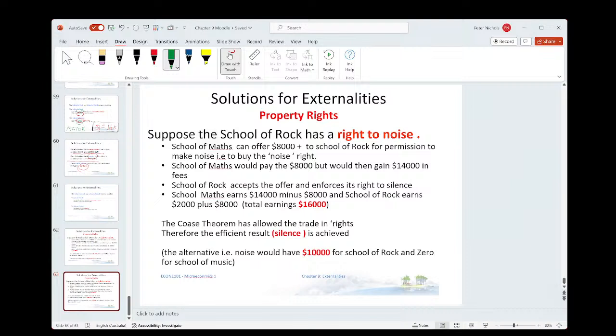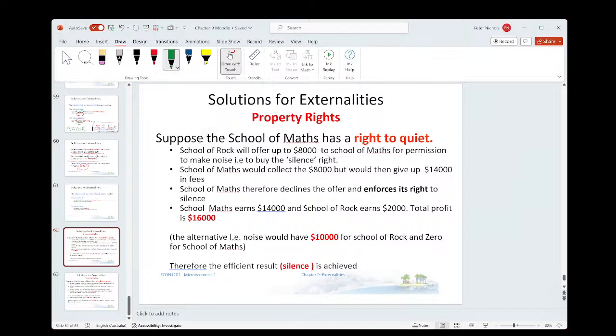Now I want to imagine that the School of Maths has the right to be quiet. So here's its right. It's been given that right by the local council. As I said, it doesn't matter who has the right to start with. We're going to wind up with an efficient solution. So what's going to happen here? They have the right to be quiet.